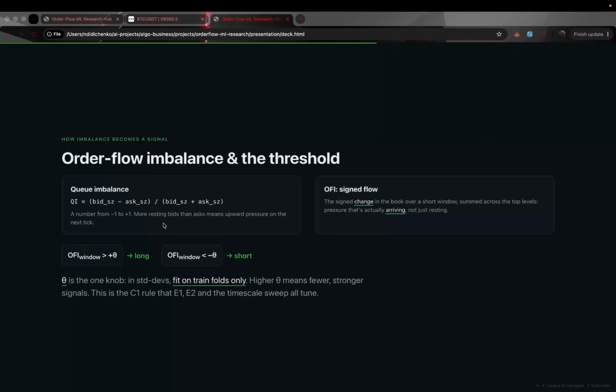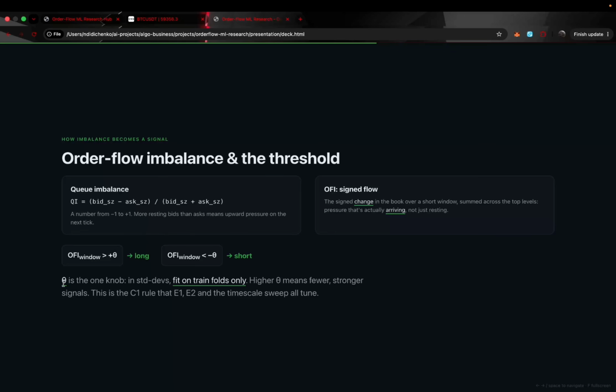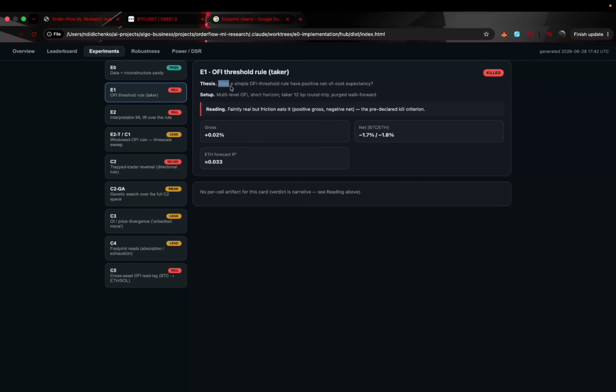More resting bids than asks means upward pressure, and the opposite means downward pressure. Threshold is the theta sign. That's the number from -1 to +1 which order flow imbalance or Q imbalance needs to cross in order for this value to be valid for our signal. The question is, does a simple OFI threshold rule have positive net-of-cost expectancy?